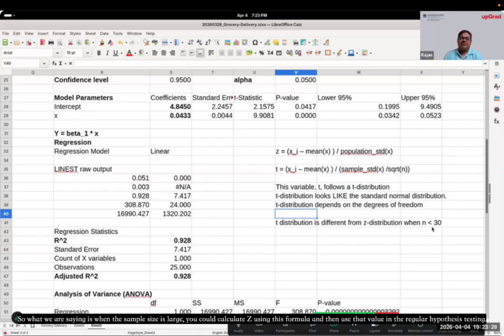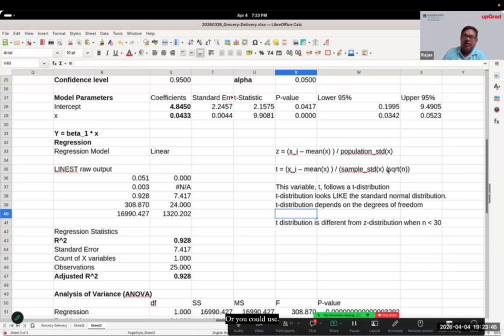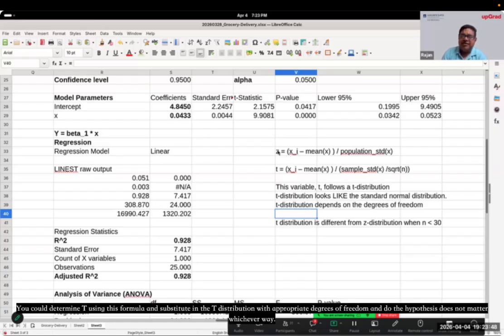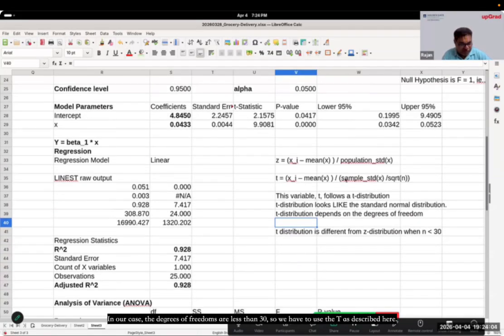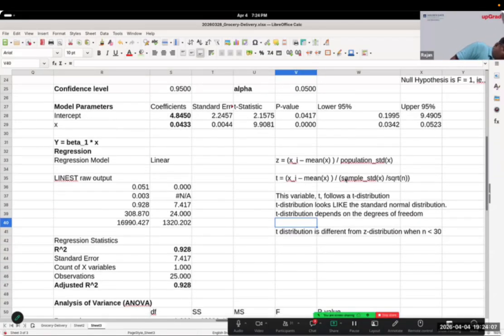So what we are saying is, when the sample size is large, you could calculate Z using this formula and then use that value in the regular hypothesis testing, or you could determine T using this formula, and substitute in the T distribution with appropriate degrees of freedom and do the hypothesis testing. It doesn't matter which. But in our case, you keep improving the model, so we have to use the T, once it has reached an agreeable state.